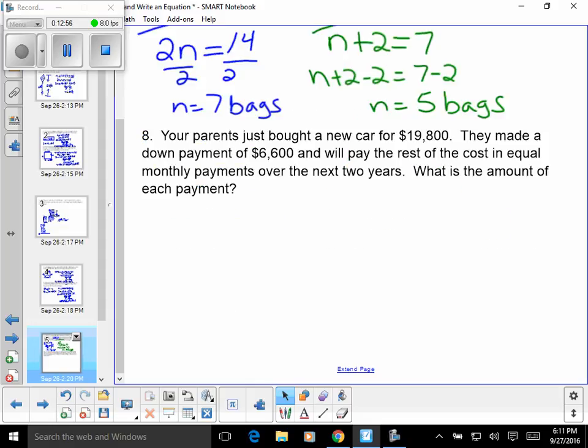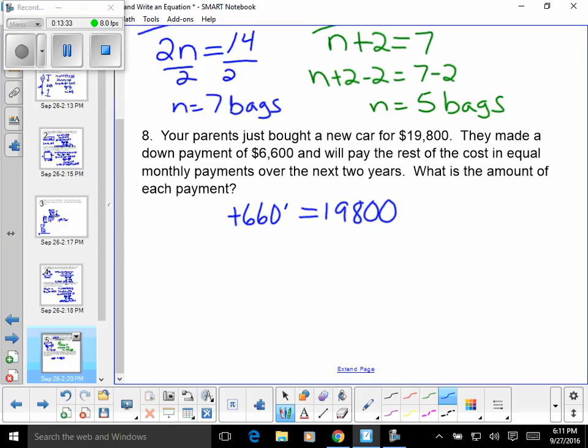Problem number 8. This is a real world problem because you're going to have to be able to figure out how much you're going to have to pay for car payments. Yes, I know the company actually tells you, but it's not a bad idea to be able to estimate it so that you kind of know what you're going into when you buy a car. Understand that you usually have to pay a down payment and then the rest is going to be paid by the month. It says here that the car is $19,800. Now the down payment is $6,600. That's going to be added to your monthly payments.